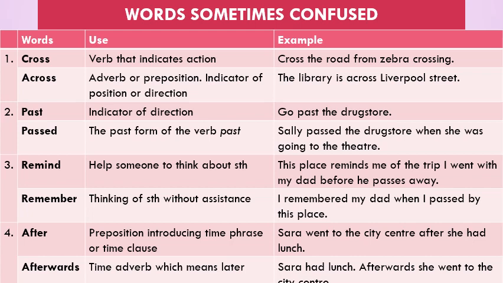Okay? Now we have past and passed. Past indicates again your direction, and like across, it is either an adverb or preposition. Go past the drugstore. Or we have passed, which is the past form of the verb pass.